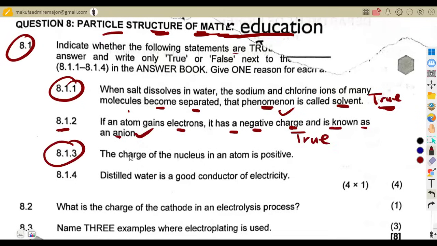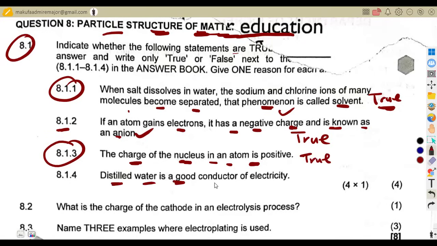All right, 8.13, the charge of the nucleus in an atom is positive. Remember, in the nucleus we only consider the protons, which are the ones that are important. So the charge that we can talk about is positive, which is actually true.